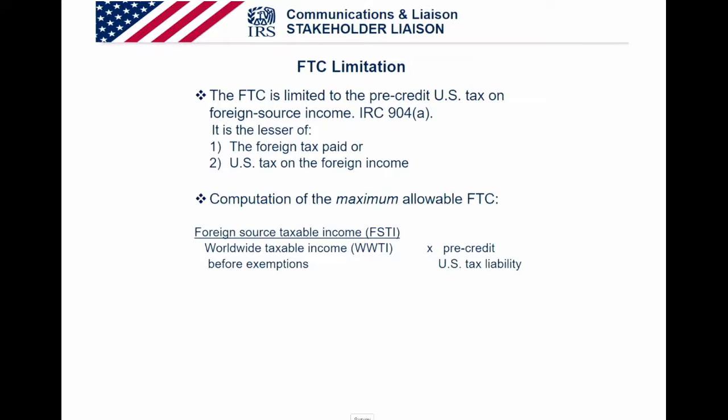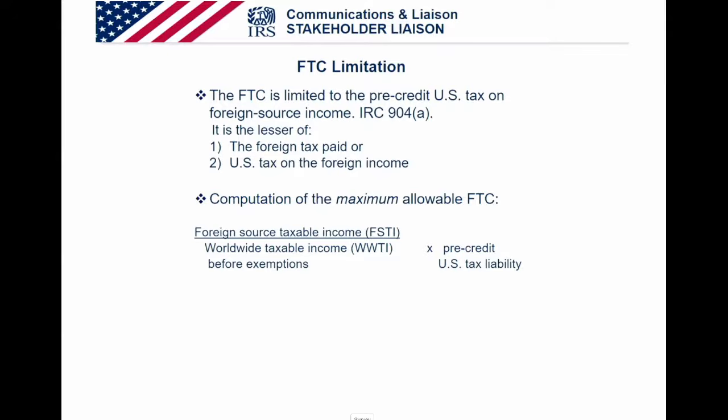Thanks, Anika. So when we started today, we talked about foreign tax credit concepts and mentioned a limitation. This limitation is found in the Internal Revenue Code 904, and it is the amount of the pre-credit U.S. tax on foreign source income. It is the lesser of foreign income taxes paid or accrued, or the U.S. tax on the foreign income.